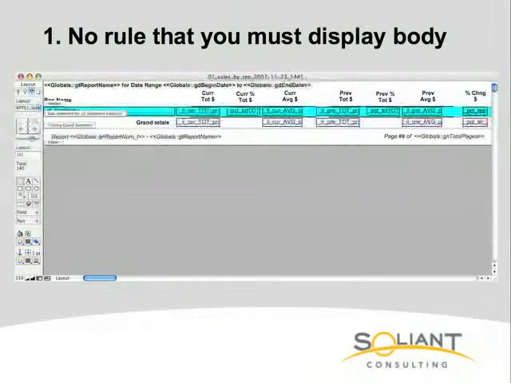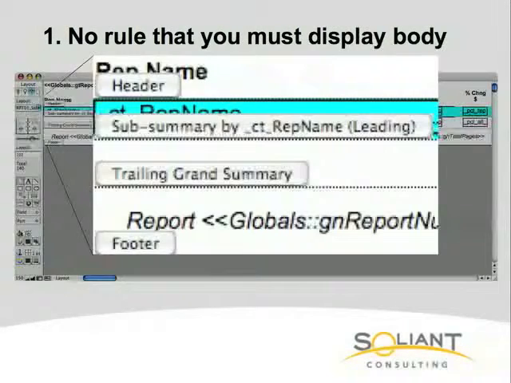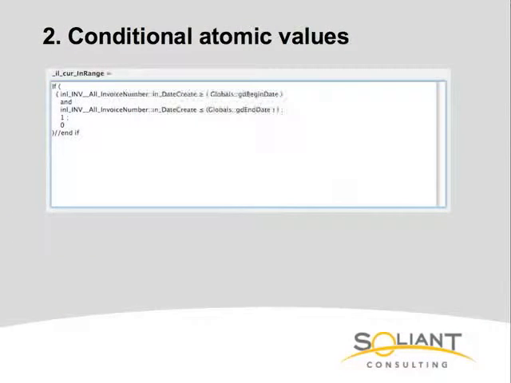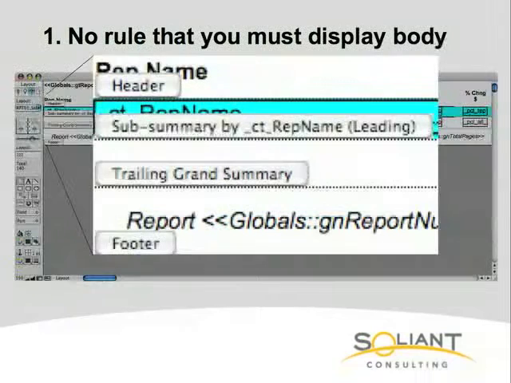First of all, there is no rule that you must display a body. So take a look at this layout here, one of the reports. It has a header, sub-summary by a field, trailing grand summary, and a footer. There's not a body here at all. So that was the rep report. As you can see, we got found sets on the invoice line items, and then we simply didn't display that information. We just displayed summary information only. That was the most simple of the reports, and the same principle applies to all of them.